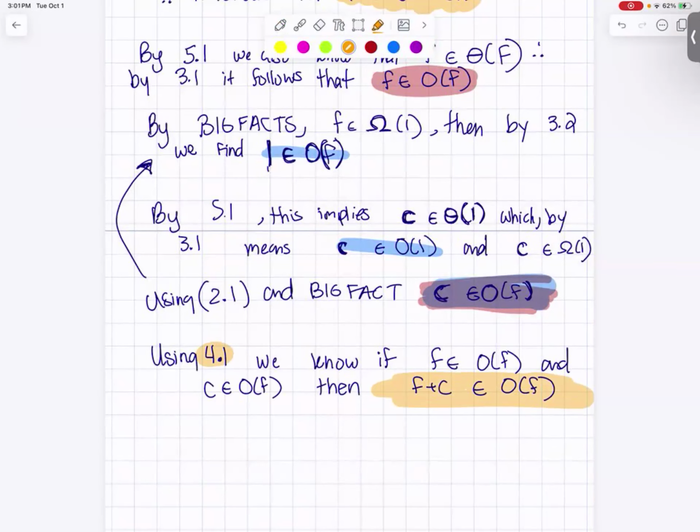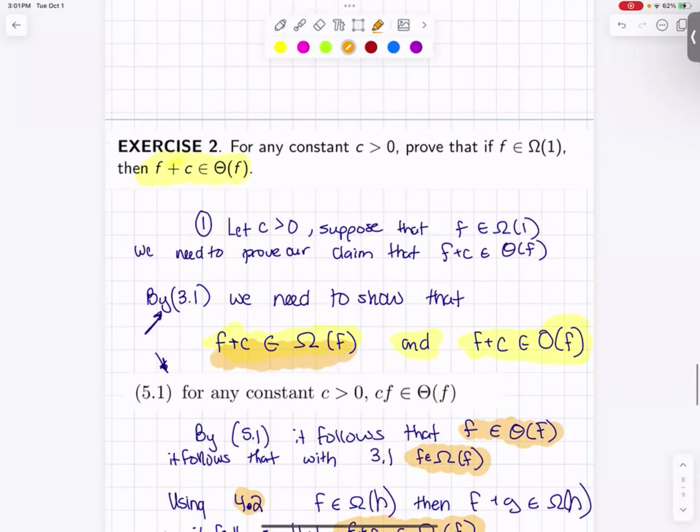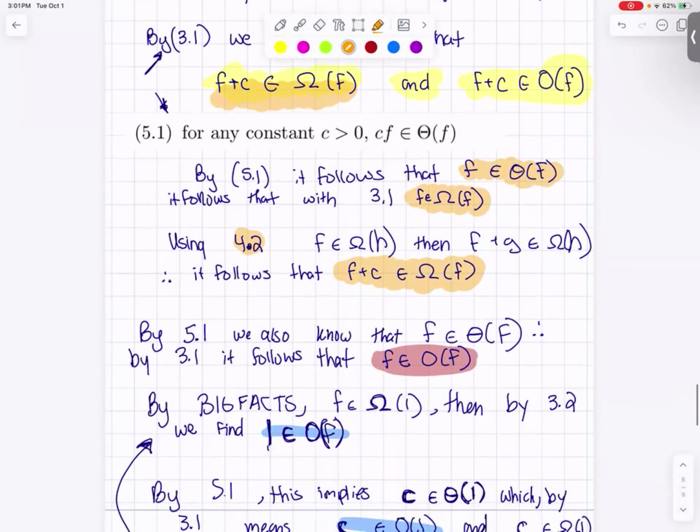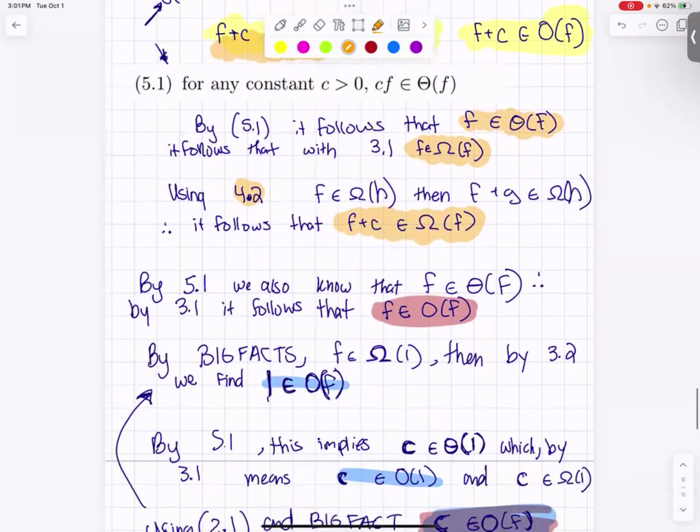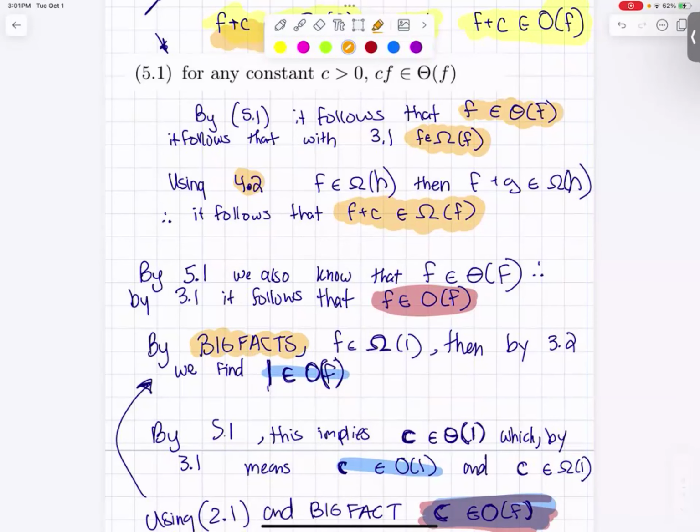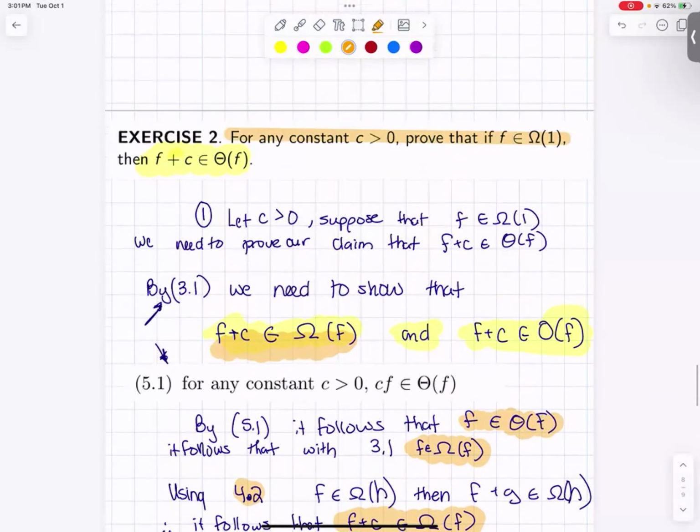And so now we have come full circle. We have proven that when we have any constant C, and we started with F being in omega of 1, I think I called it big facts, but that's fine. That was our assumption at the beginning. We were able to prove that F plus C would also then be in theta of F.